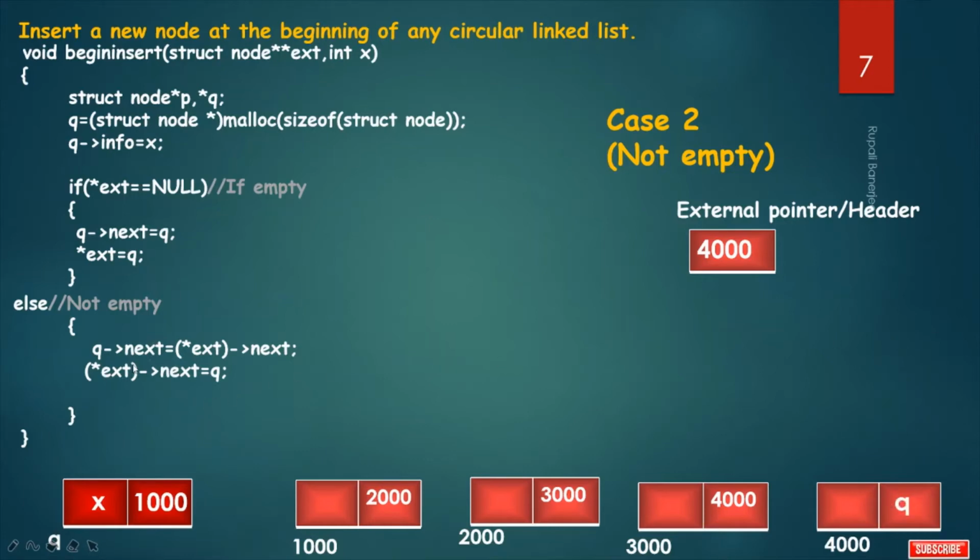But if you first write this line, means if you first give star ext arrow next equals to Q, you can't get this 1000. So remember the sequence. First you have to write Q arrow next equals to star ext arrow next. First give 1000 here, then write star ext arrow next equals to Q, then give Q here. In this way, you can add a node at the beginning of any circular linked list.